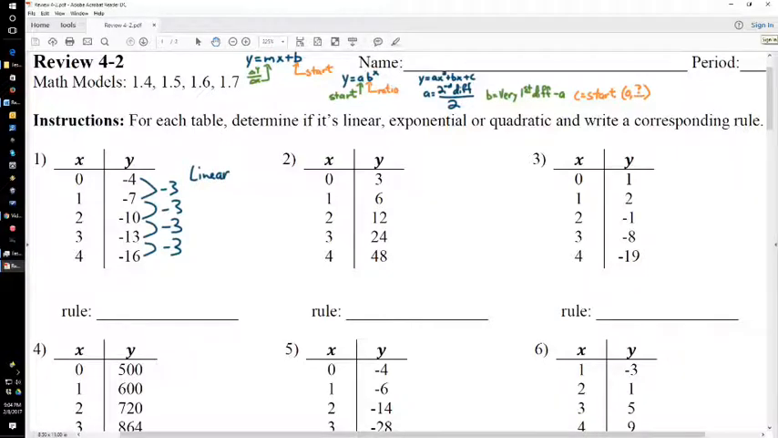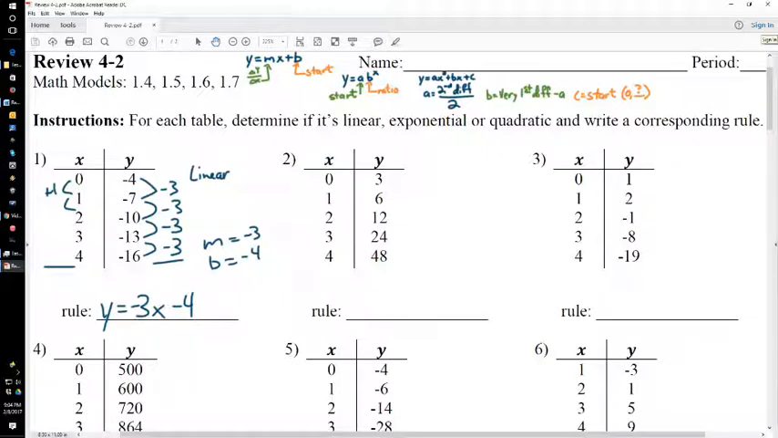Okay, and for your slope, it's your change in y over change in x. So y is changing by -3. X is changing by 1. So -3 divided by 1, so m will equal -3. B is your starting point. Well, that's -4. That's where x is 0. So y equals -3x minus 4. That's simple.